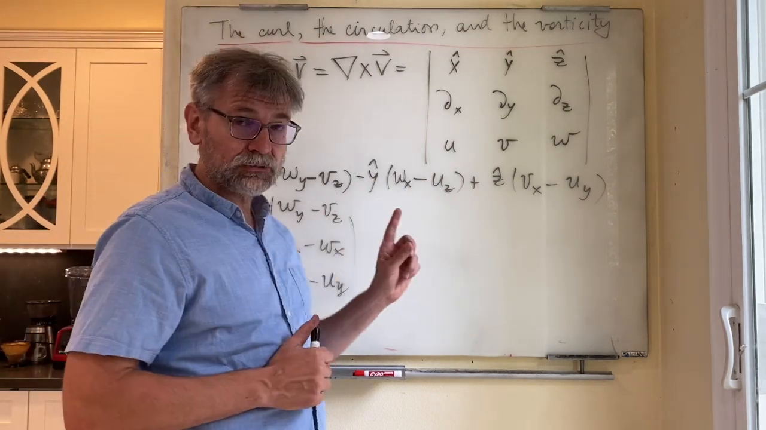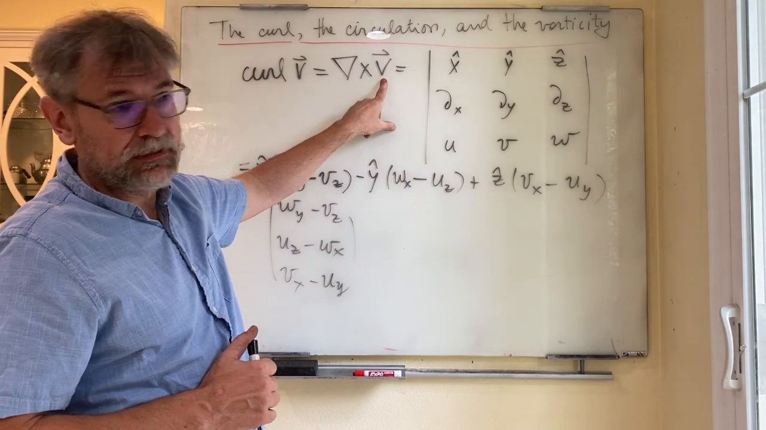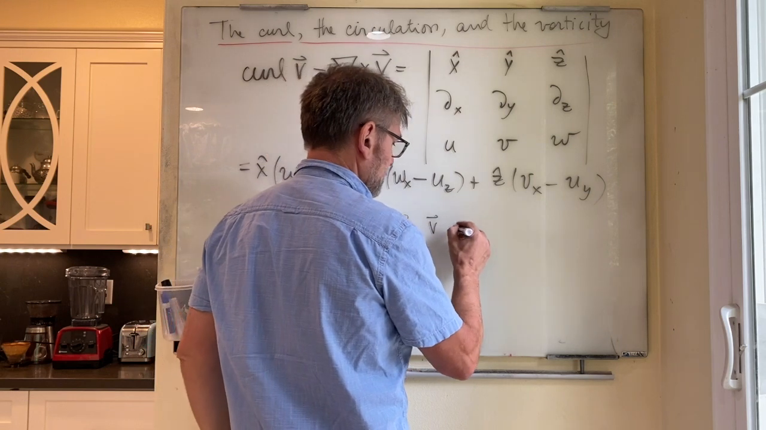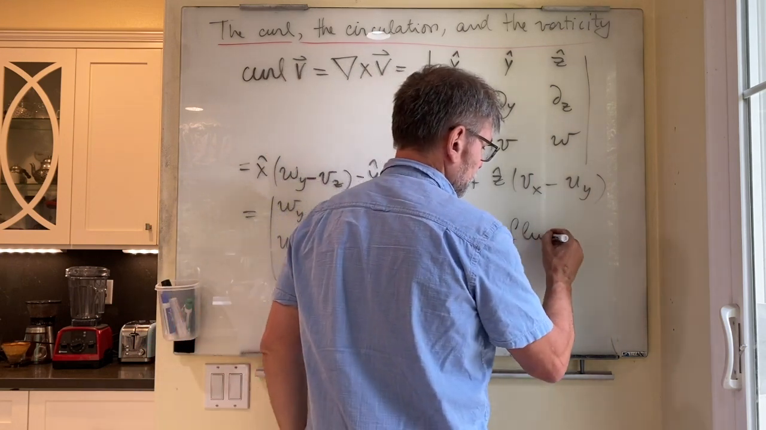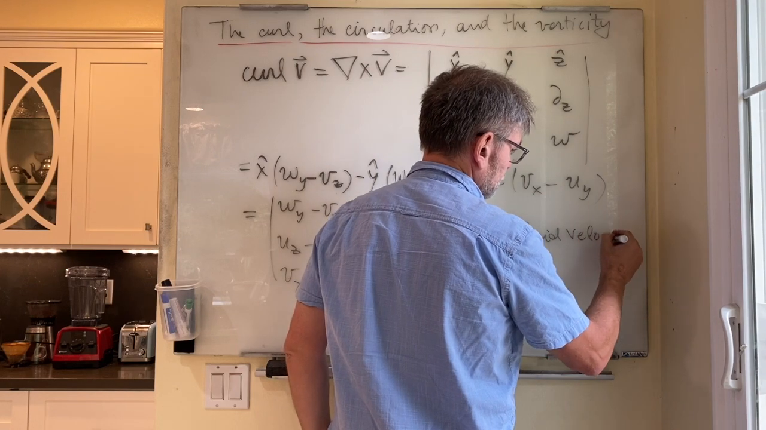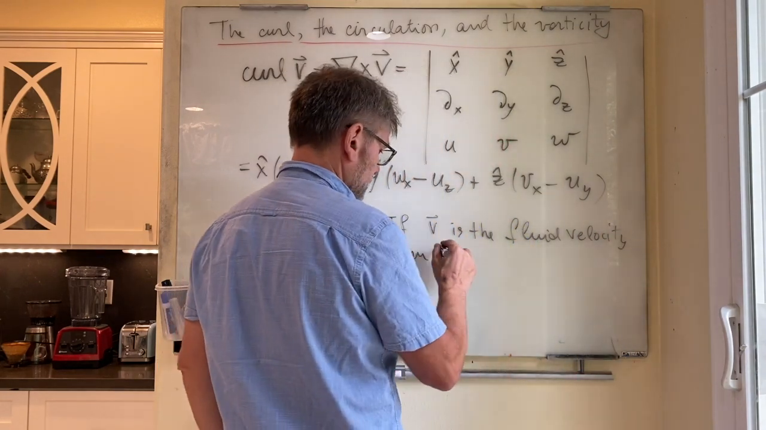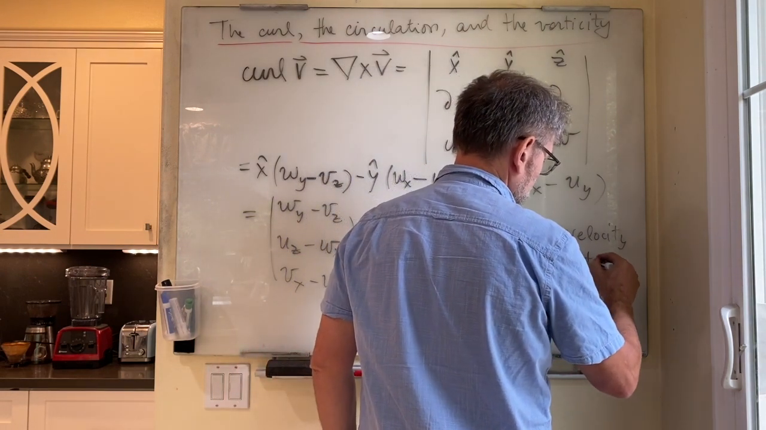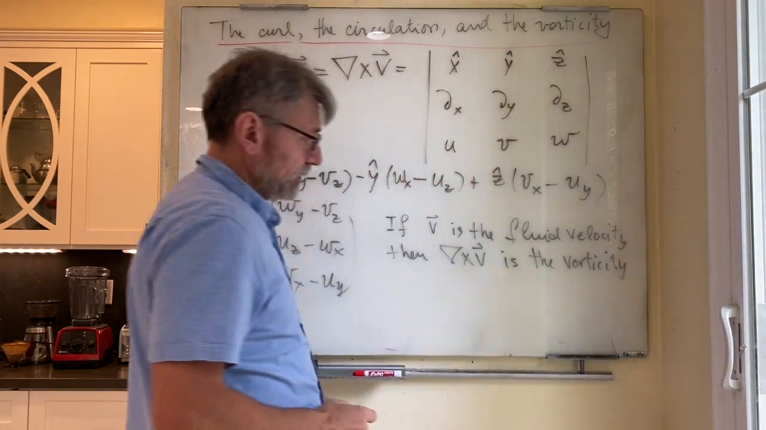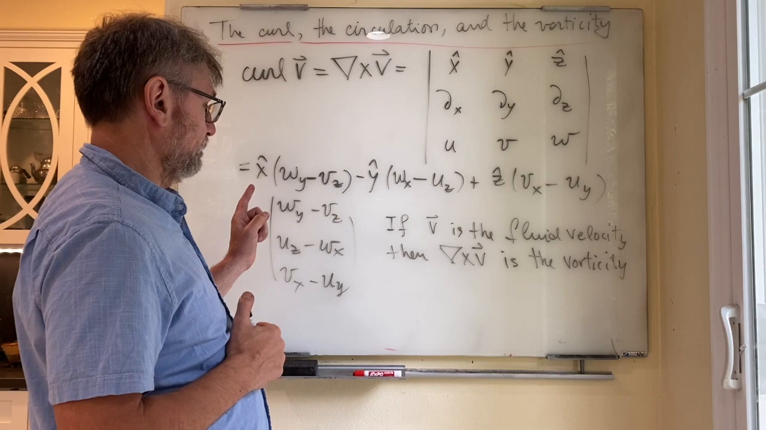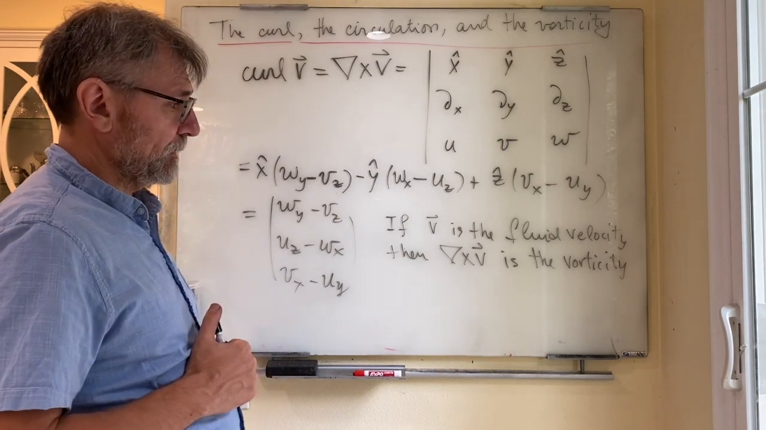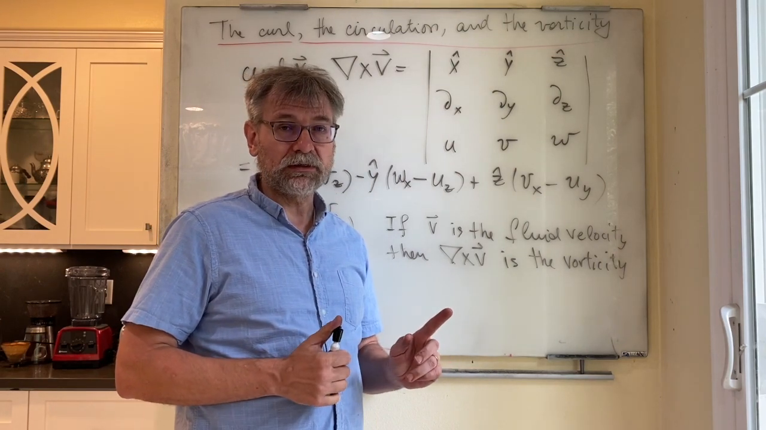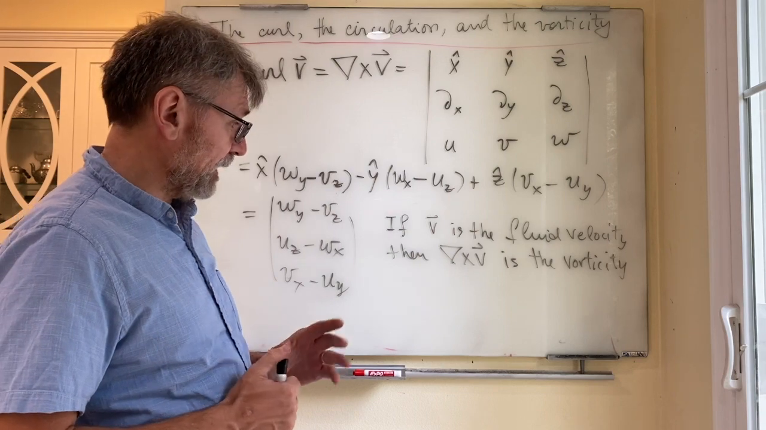And in the special case where the vector v is the fluid velocity, then the curl of v is called the vorticity. And so the vorticity is a vector, and it has three components, the x, y, and z components. And the way to think of it as a vector that is independent of the coordinates in which you measure it, you can imagine a little vorticity meter.